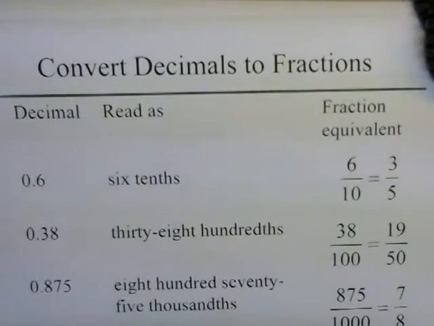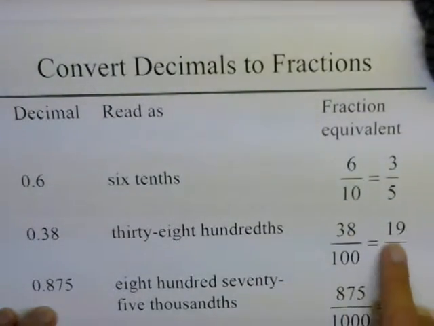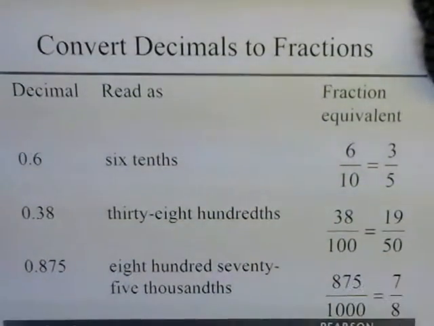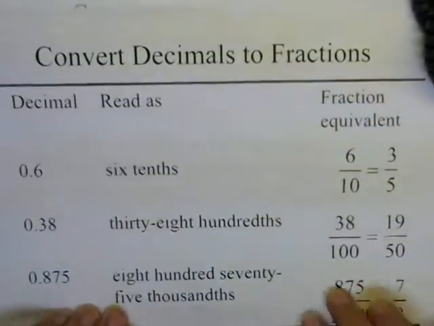Take 0.38, that would be 38 hundredths, so that would be 38 divided by 100. You can reduce that to 19/50, because 2 will go into the top and the bottom. 0.875, you can write that as 875 thousandths. So that's 875 divided by 1,000, and you can reduce that to 7/8.